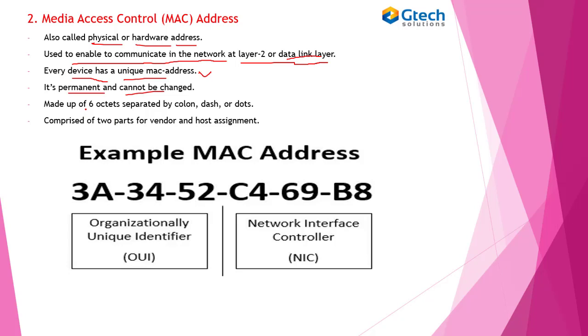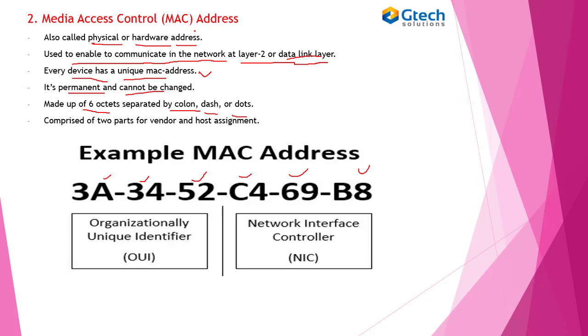It's made up of 6 octets separated by colons, dashes, or dots, like this one. The first octet, second, third, fourth, fifth, sixth. Each octet contains 8 bits, meaning it's 48 bits in size, unlike IPv4, which is 32 bits in size.